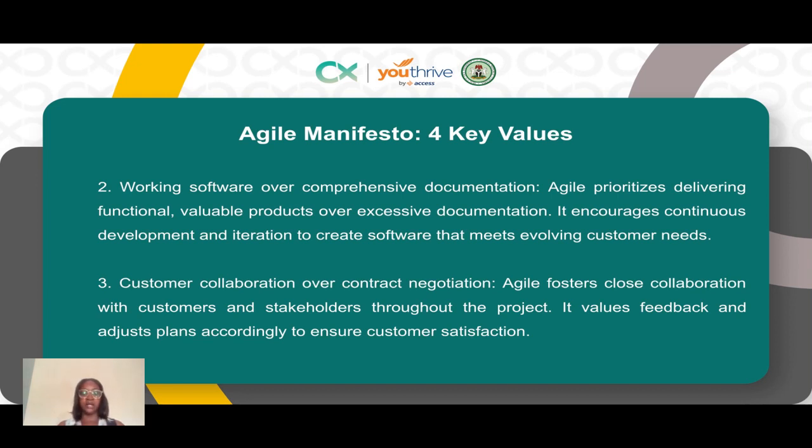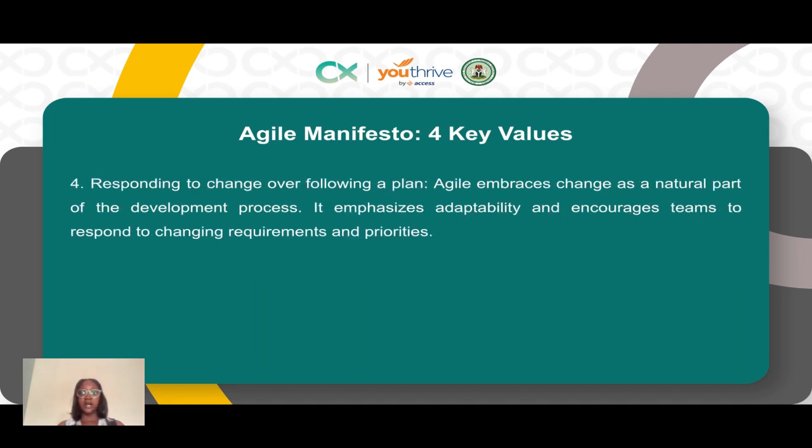Agile also prioritizes customer collaboration over contract negotiation. It values feedback and adjusts plans accordingly to ensure customer satisfaction. So customer satisfaction is core. And then lastly, Agile prioritizes responding to change over following a plan.